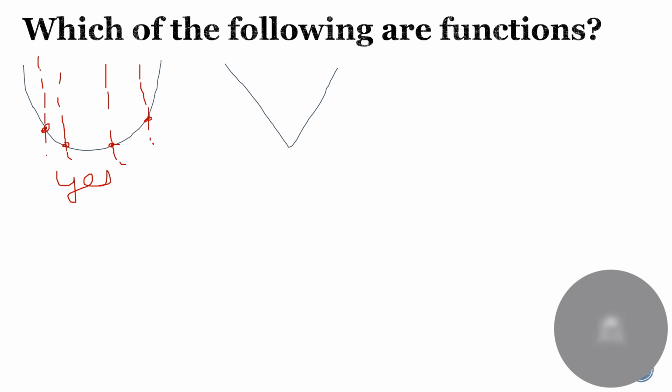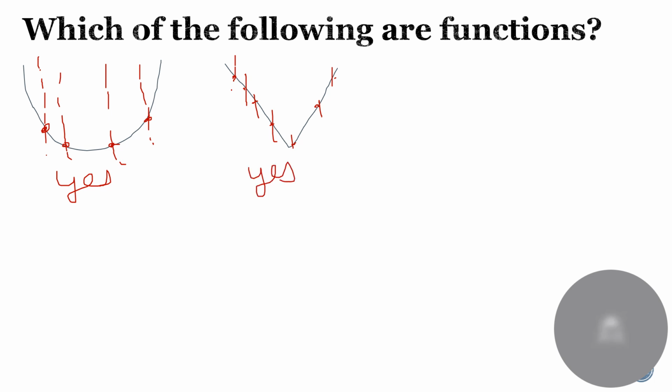Okay, here's another one. And you slide your vertical line, and we're looking to see, does it ever cross more than once? Nope, crosses once. We're looking for points that are stacked on top of each other, and I don't see any. So yes, that is a function.